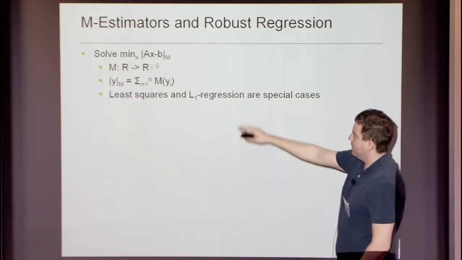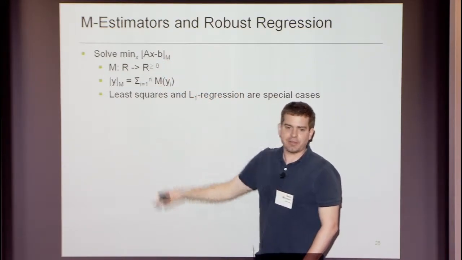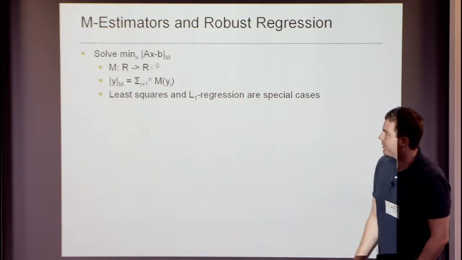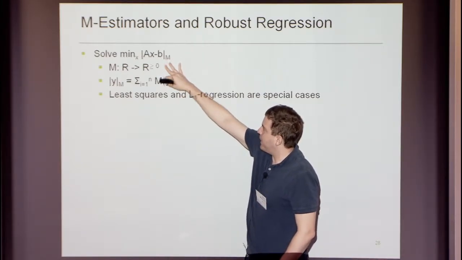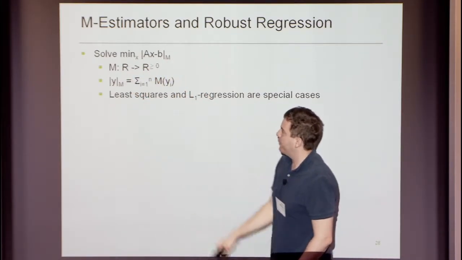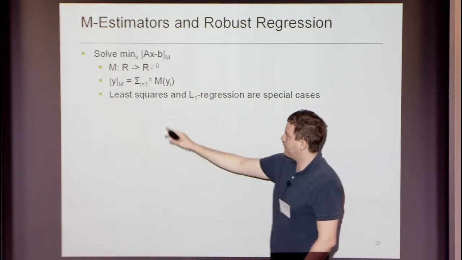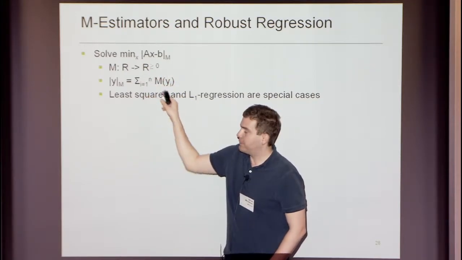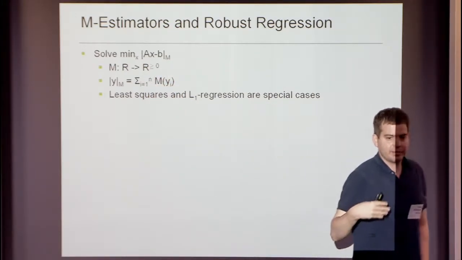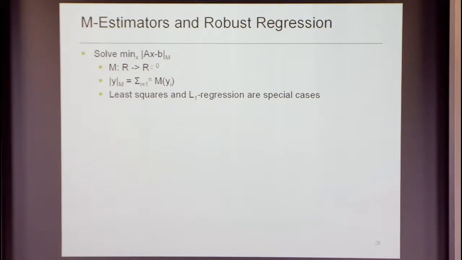But you can imagine an arbitrary cost function on the coordinates. Suppose you define the function m from the reals to the non-negative reals. Then you can look at the cost function of a vector as being m applied to each coordinate and summing these up. These are called M-estimators. And so least squares and L1 regression are special cases.